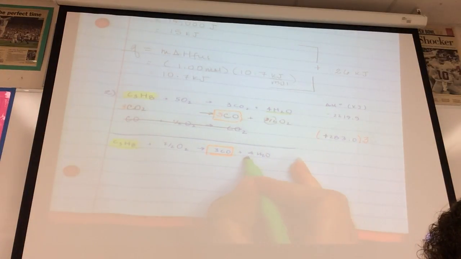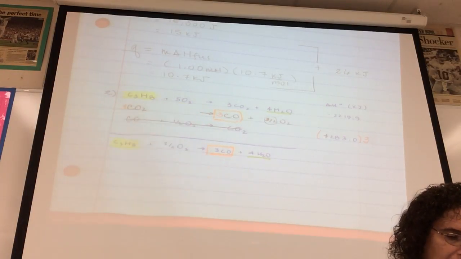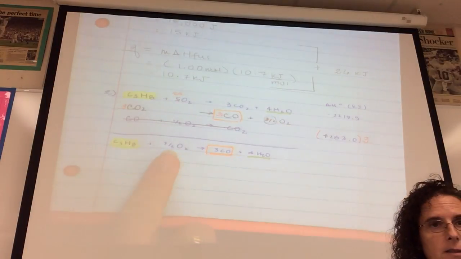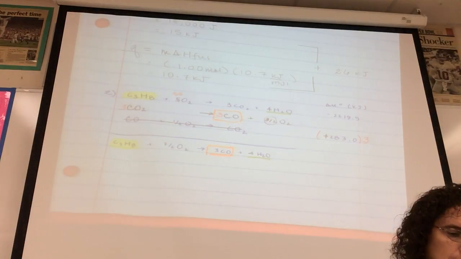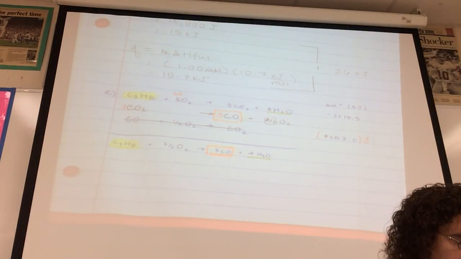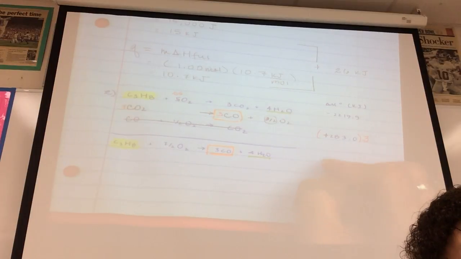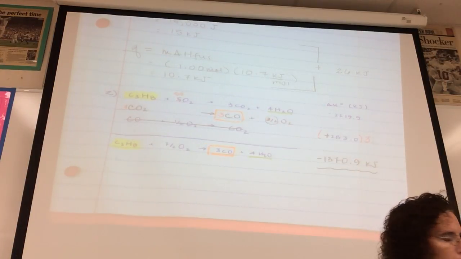This correct. The oxygen's a little tricky. Just do 10 over 5, which is 10 over 2. If you want to think of it that way, it's going to be easier. 10 halves minus 3 halves is 7 halves. Do you put it over there because the coefficient on the left side is greater than? Exactly. Absolutely. And then you sum this. So you have negative 2219.9 plus 3 times 283 is negative 1370.9 kilojoules. Exothermic reaction.